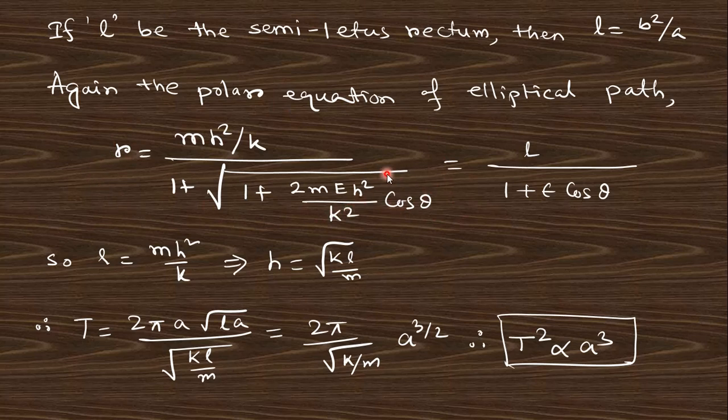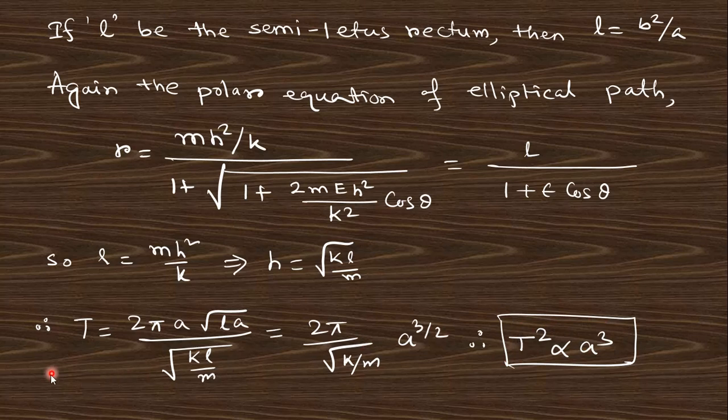Just go through the previous lecture, the link is given in the description box, you can watch. This formula will be obtained by comparing with the general formula of the conic. You can see this is the L, and so L will get this. So you can find out the value of h. So just put the value of h and the value of b, where b is root over L a, and you will get this. So you can say T square is proportional to a cube.